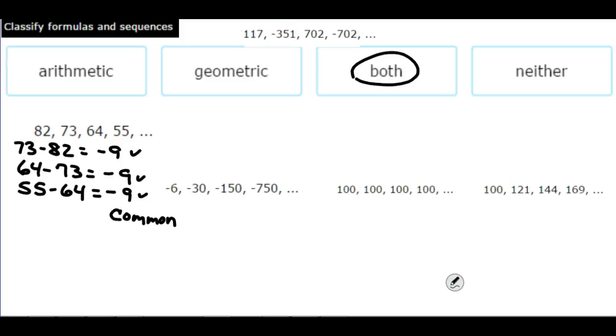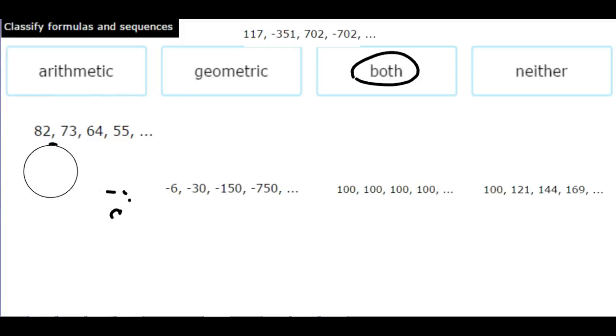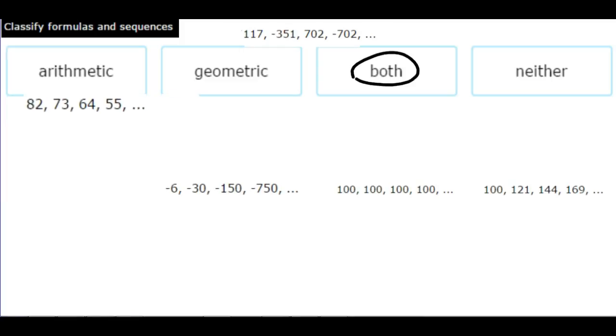If we were checking for geometric, we would do 73 divided by 82. We'd do 64 divided by 73, and 55 divided by 64, and those are not the same at all, so it can't be, these are not common. They don't have the same ratio whenever you compare them geometrically. So the only category that this particular sequence or list of numbers fits in is arithmetic. Okay, so I'm going to erase this stuff so we have more room to work. And we might not write everything down, but this particular list goes in the arithmetic sequence column.